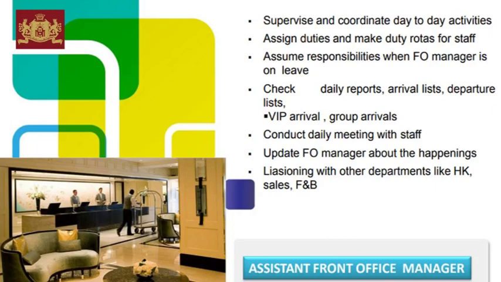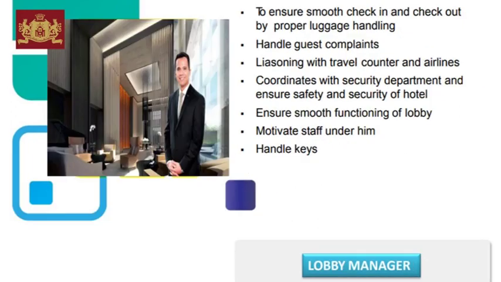Then comes the assistant front office manager. The responsibilities of the assistant front office manager, how would it look like? Of course, they have major responsibilities in the form of creating the daily reports, arrival list, departure list, VIP arrivals, which are very important, group arrivals, conducting daily meetings, updating front office managers about the happenings, and liaising with the other departments like housekeeping, sales, and F&B service. So here we understand how the departments are interlinked, how assistant front office manager is responsible to be in touch with the housekeeping department, sales department, and F&B department.